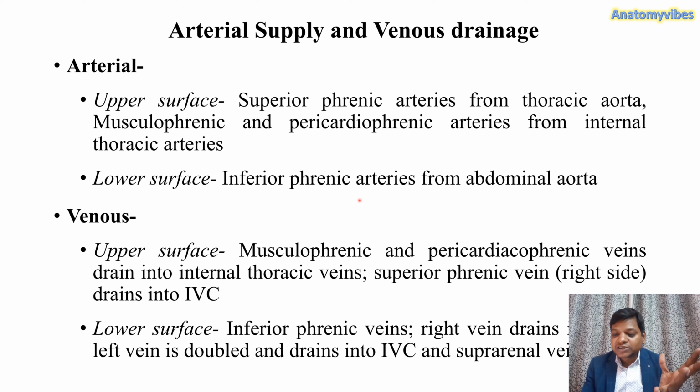Now two more arteries with the name of phrenic, musculophrenic and pericardiacophrenic. So this is pericardiacophrenic, CO should be there, pericardiacophrenic arteries. Superior phrenic artery is direct branch of thoracic aorta. Musculophrenic and pericardiacophrenic arteries are coming from internal thoracic artery. So this is inside the thoracic cavity. So these will supply the upper surface of the diaphragm.